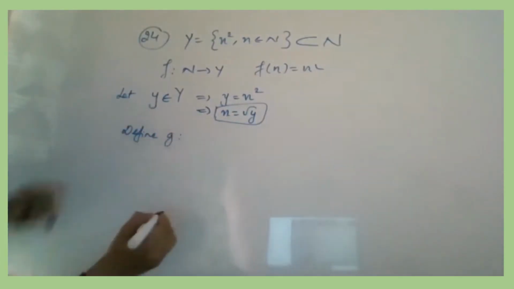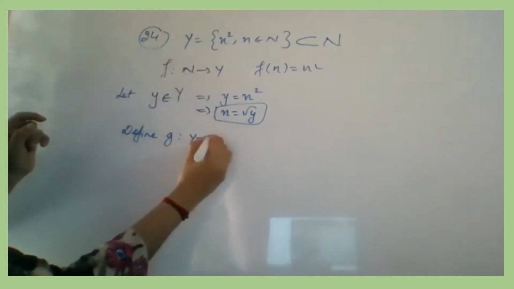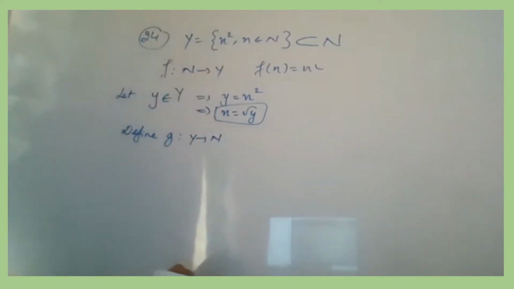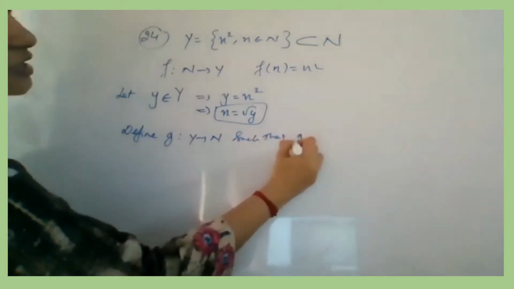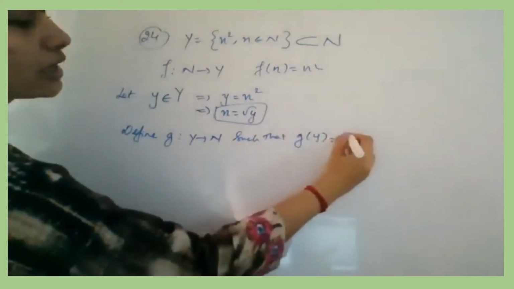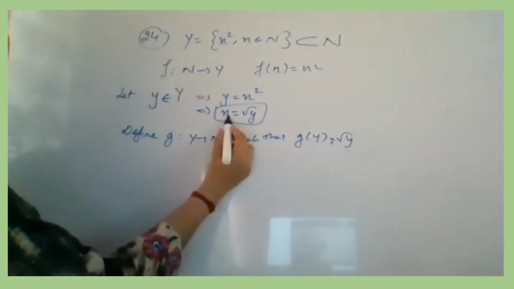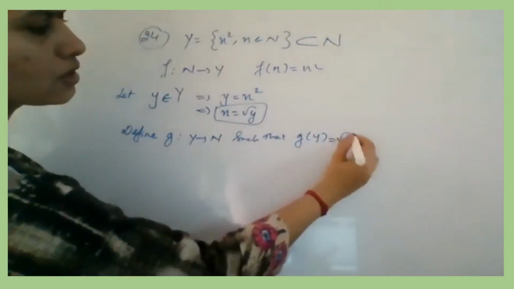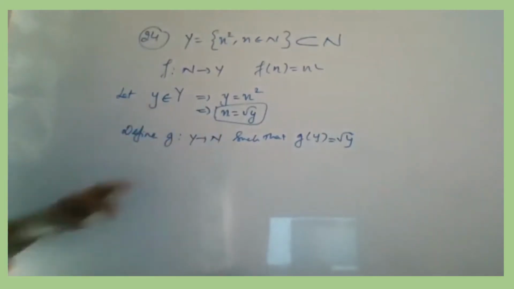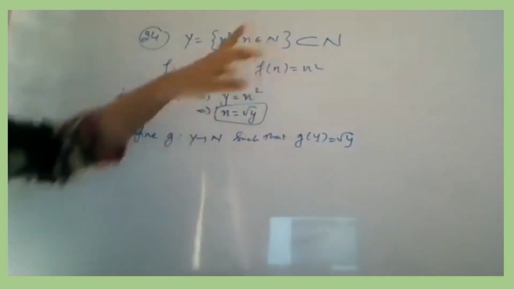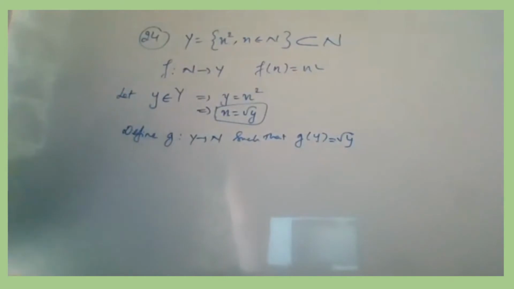Let g be from कहाँ से कहाँ चाहिए? Opposite direction. G be from y to n, defined as, कैसे define करना होगा? g of y जब लोगे तो root y होना चाहिए. Okay. g of y is equal to root y. Clear? Now जो हमने define किया है, ऐसे ही नहीं बोल सकते ये जो मिला है ये इसका inverse होगा. नहीं. We have to show that it is acting as an inverse.